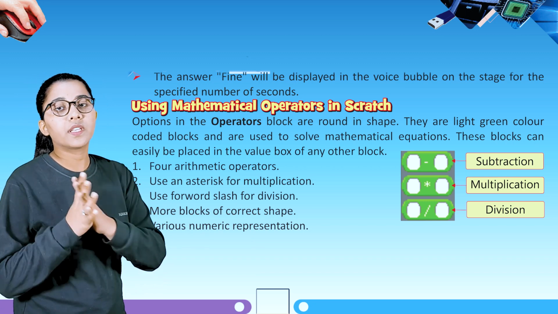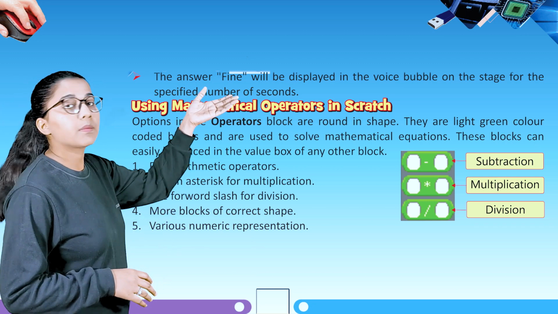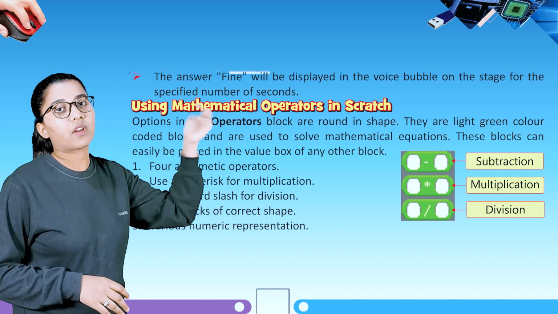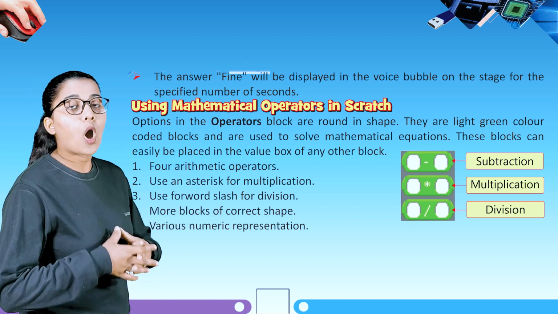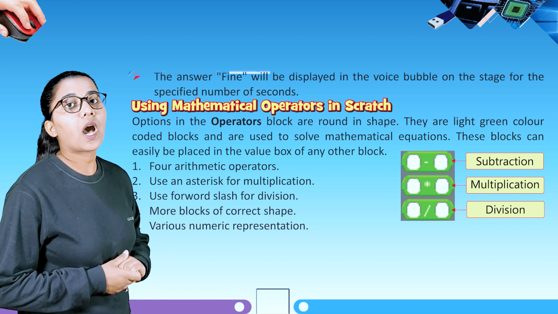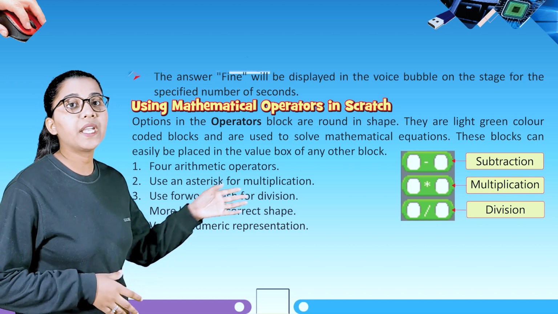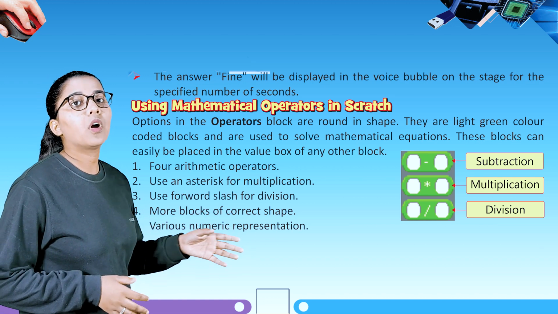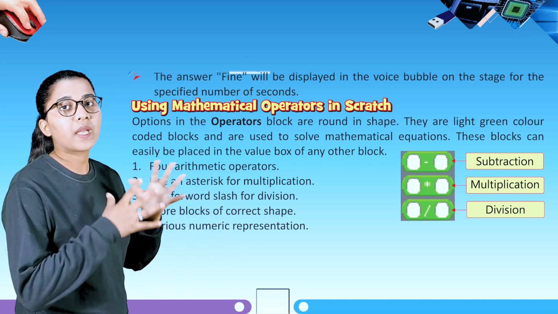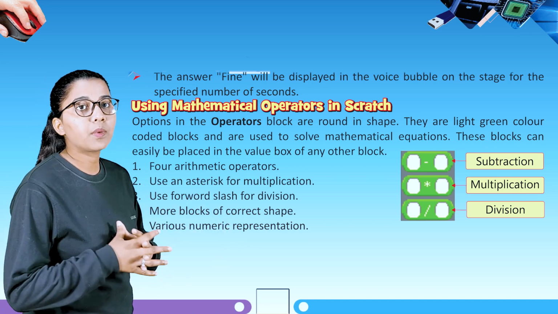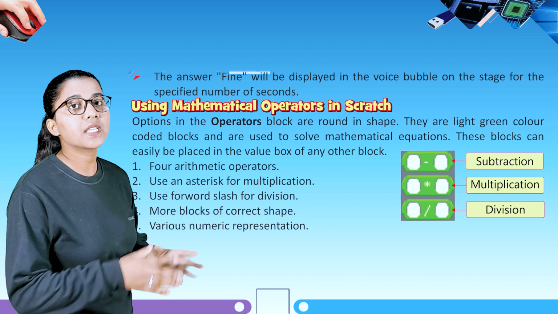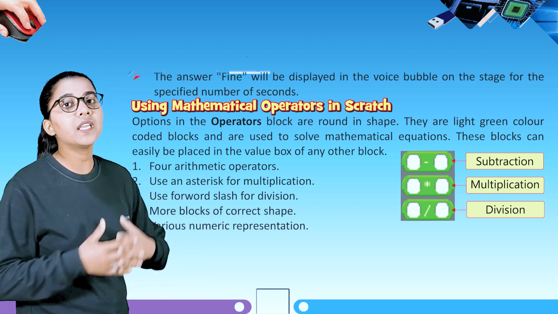Now, students, our next topic is using mathematical operation in Scratch. So, students, the blocks in the operators block palette are round in shape. They are light green colored blocks and are used to solve mathematical equations. These blocks can easily be placed in the value box of any other block.